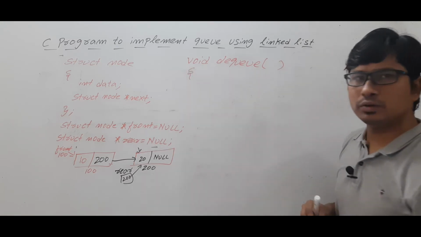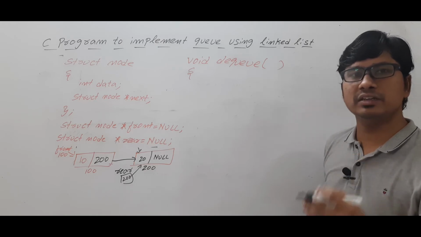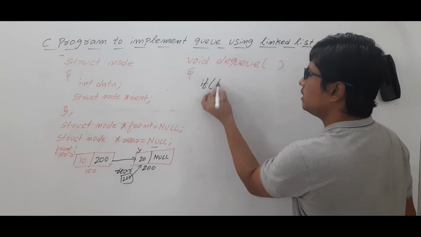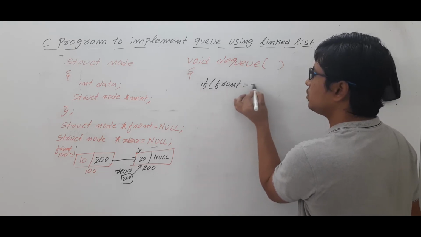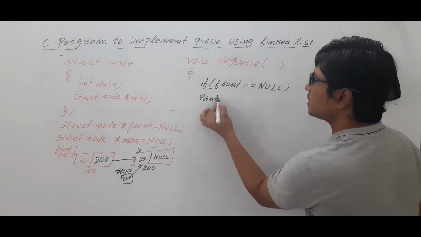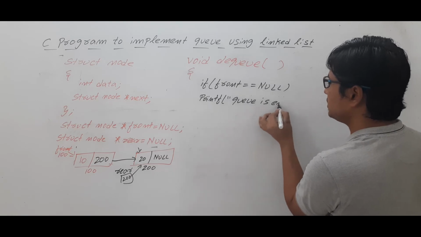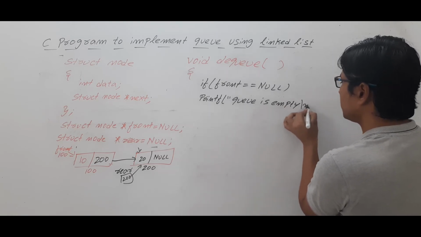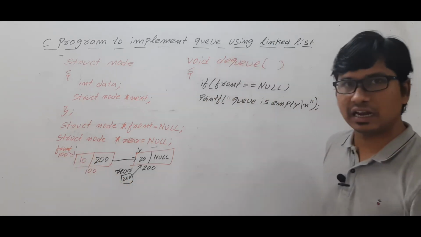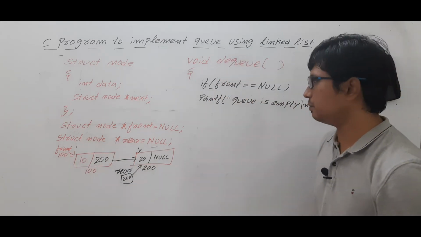If you want to delete any element, first you need to check whether the queue is empty or not. How can you check whether the queue is empty? If you write if front is equal to null, then the queue is empty. If the queue is empty, can you delete any elements? No, you cannot delete any elements. If front is not equal to null, so let's take that front is equal to 100, and 100 is not equal to null, the meaning is that some elements are there in the queue.